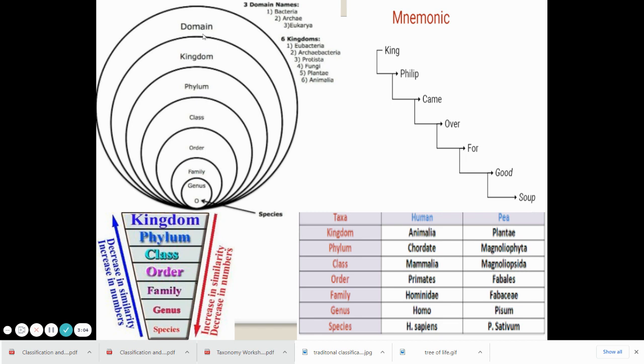And there are only three different domains. Two of them are prokaryotes, the bacteria and the archaea, and one group of eukaryotes, generally just referred to as eukarya. And then there are 6 kingdoms, multiple phyla, classes, orders, family, and then genus and species.